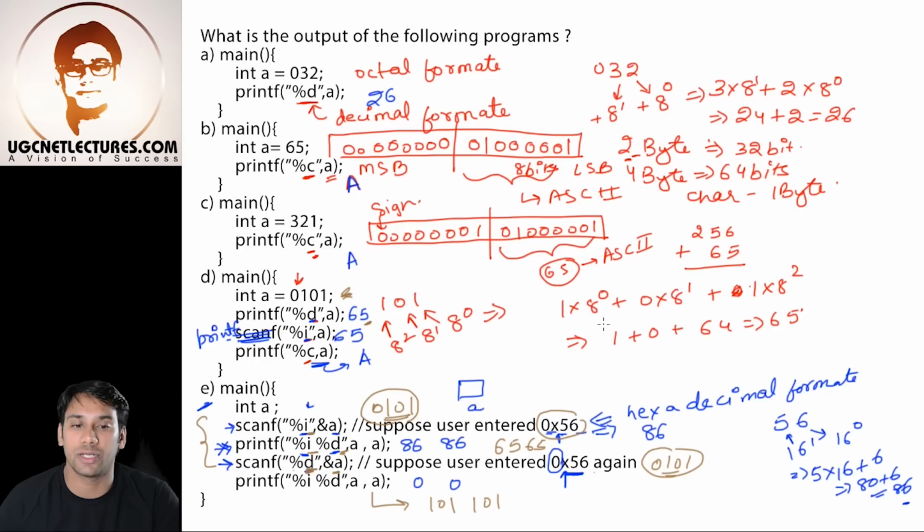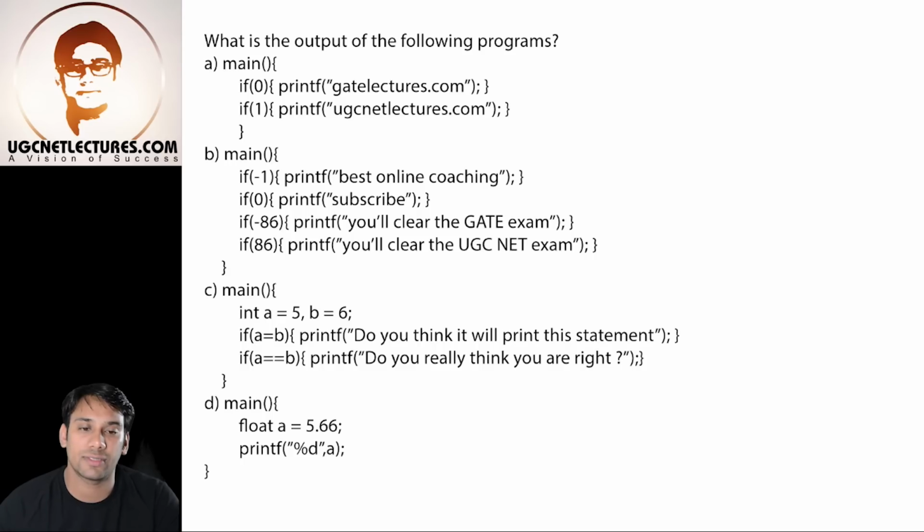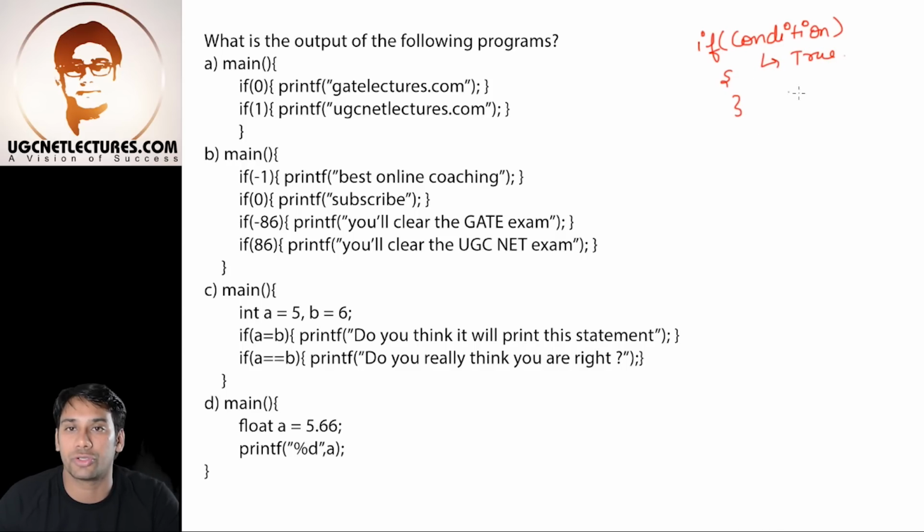Okay, now let us see more examples. These are the programs, and we have to find out the outputs of these programs. These questions are based on if-else statements. So what is the basic structure of an if-else statement? The basic structure is, if some condition, and if this condition is true, then this code is going to be executed, and if this condition is false, then this code is not going to be executed.